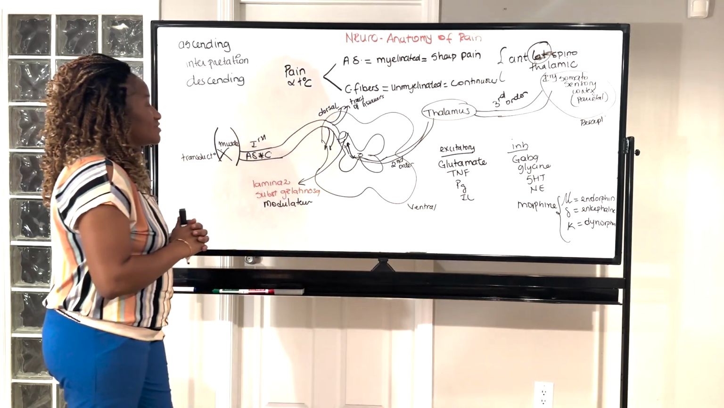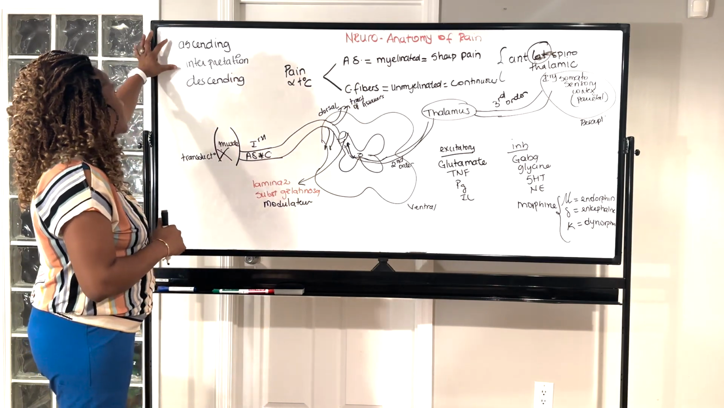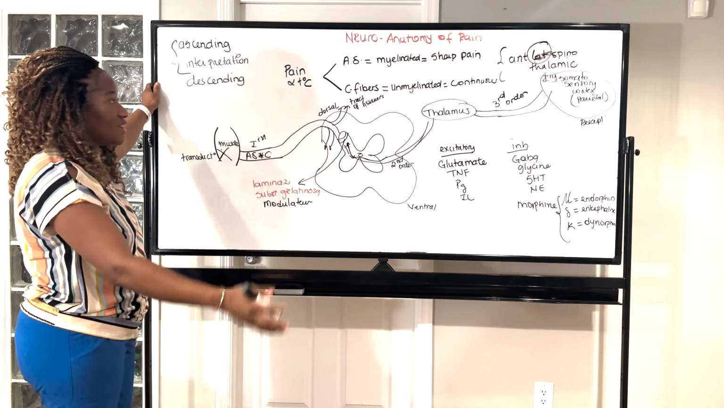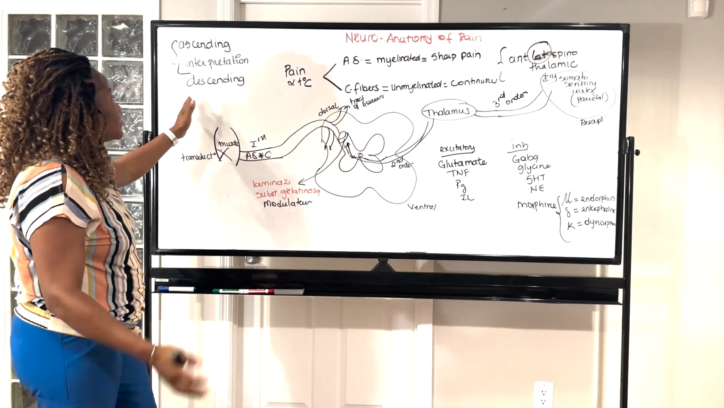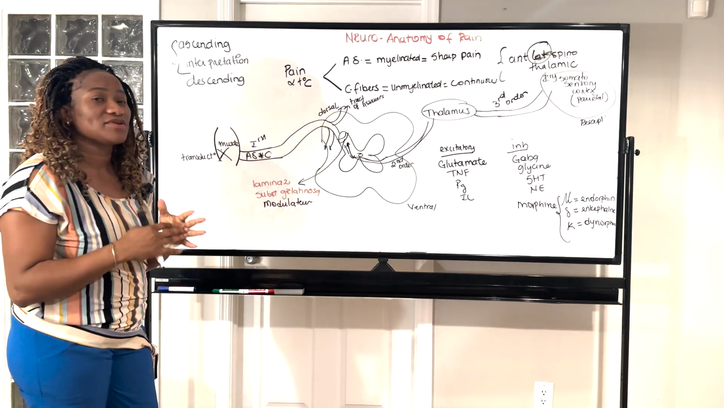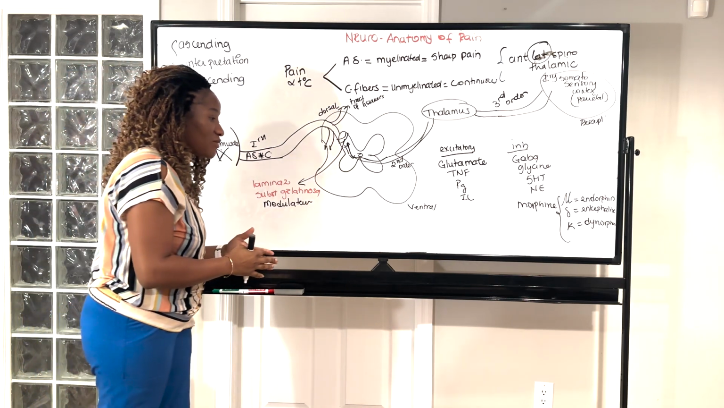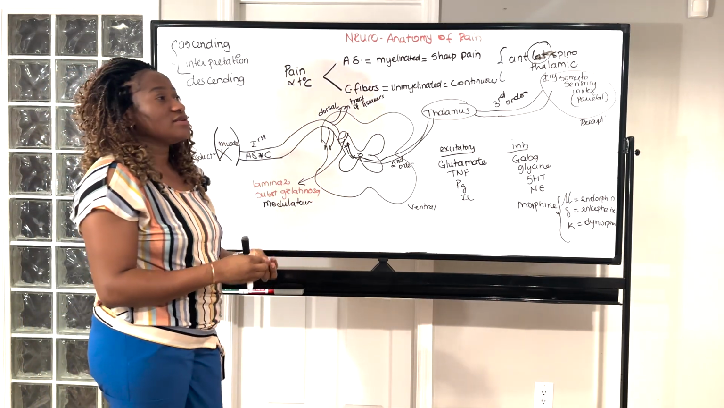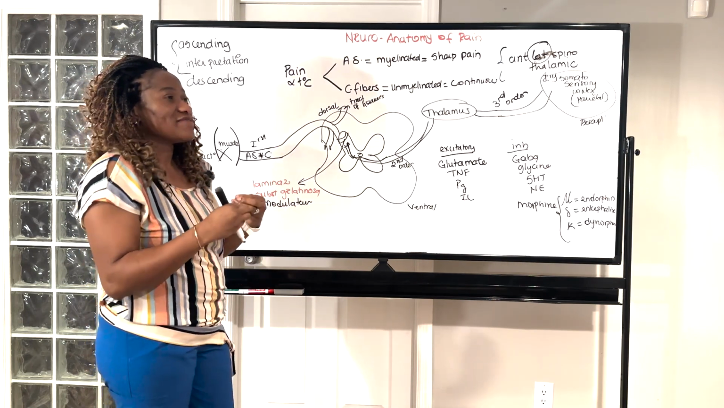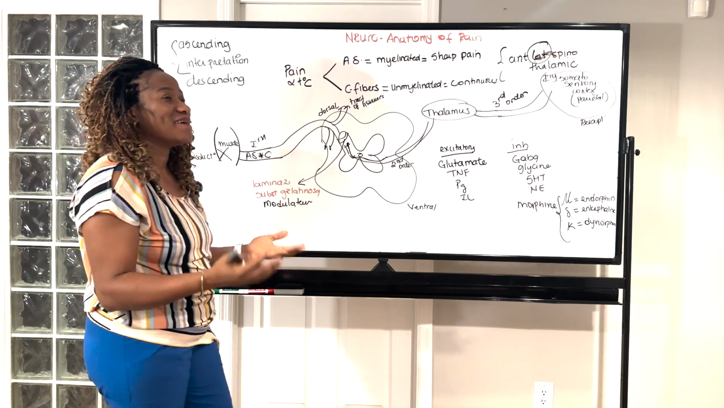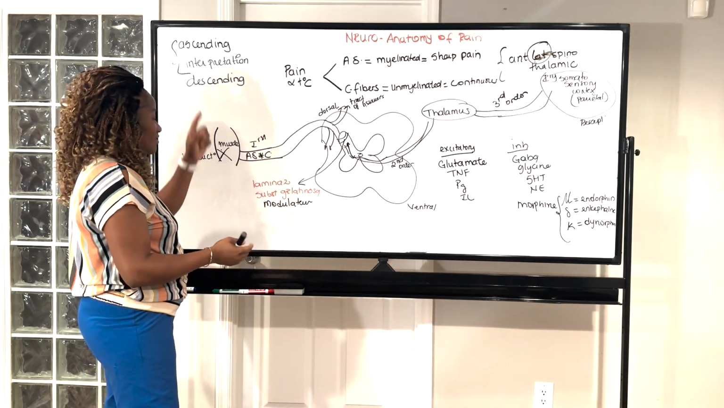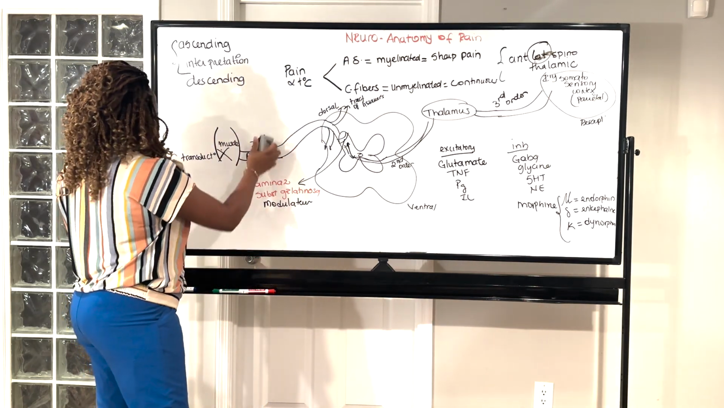So this is, I can say, the ascending and interpretation pathway of the pain. Now we're going to talk about the descending pathway. Remember, we saw that there is a descending pathway of the pain that acts as a modulator to make sure that we don't feel so much pain, because even the body doesn't want to feel pain. So let's erase this and talk about the descending pathway.